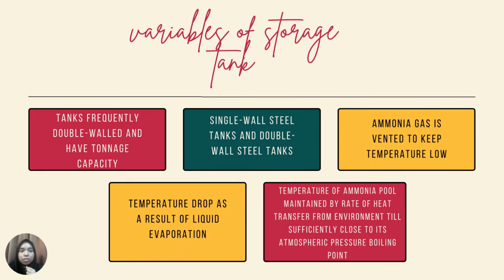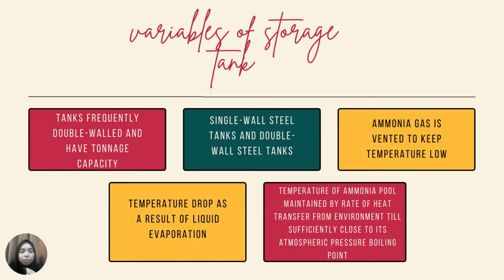Today I will explain to you about variable of storage tank that we need in ammonia plant. Okay, for the first one, ammonia usually kept as liquid in refrigerator at -33.3 Celsius and at atmospheric pressure, and this tank frequently double-wall and have tonnage of capacity.